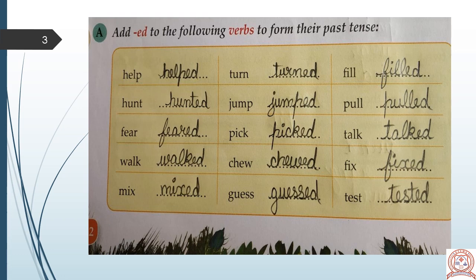Add ed to the following verbs to form their past tense. We have to add ed here to form their past tense as they have given in present tense. So let's start. H-E-L-P, help. H-E-L-P-E-D, helped. Hunt. H-U-N-T, hunt. H-U-N-T-E-D, hunted. Fear. F-E-A-R, fear.